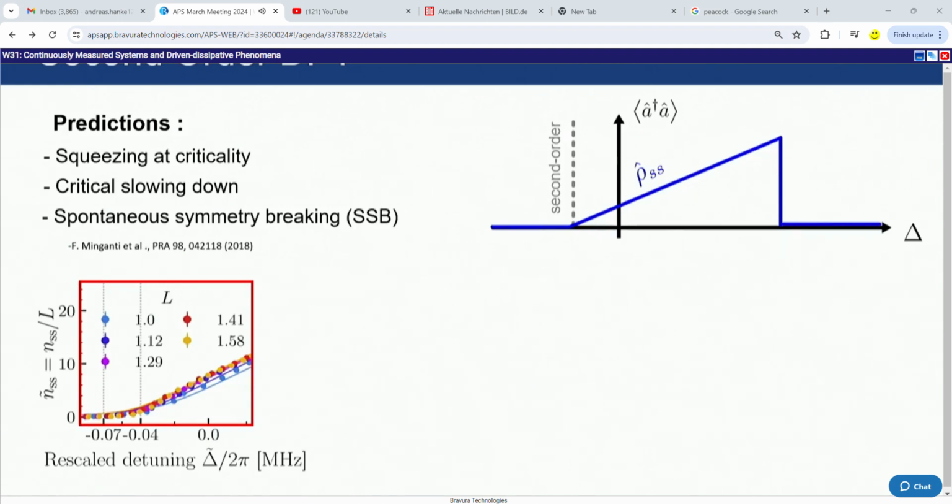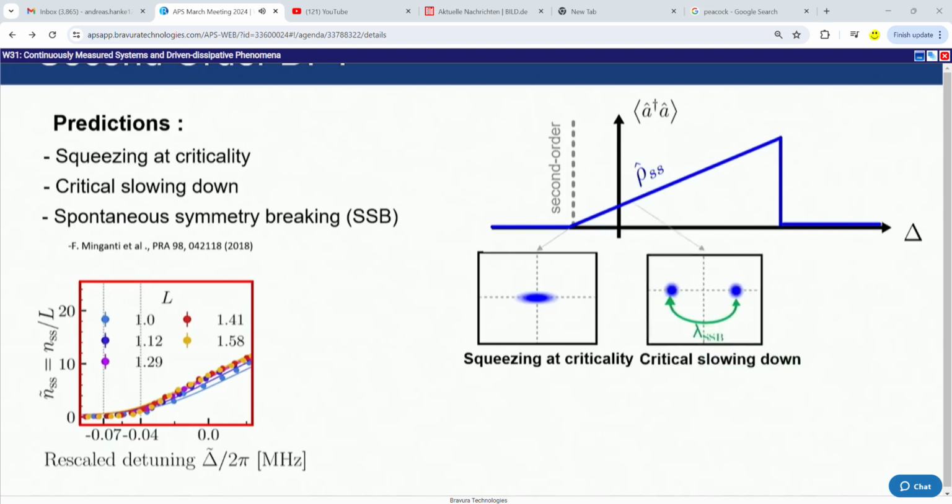So for the second order DPT, what does the model predict? This is the other region. It predicts that we should have a squeezed state exactly at the critical point, that we should again have some critical slowing down, but this time it's the rate at which the state goes from alpha to minus alpha that becomes slower. And we should have spontaneous symmetry breaking. That is, when we're in the true thermodynamic limit, this rate is so slow that we only see one of the alpha states.